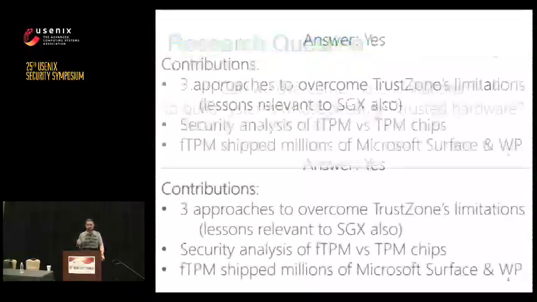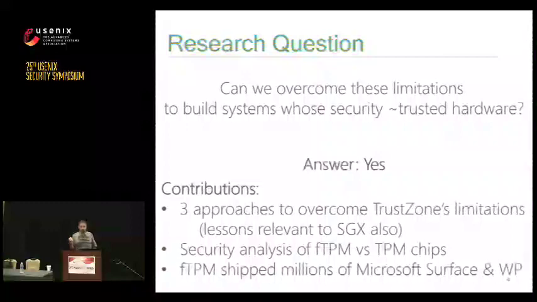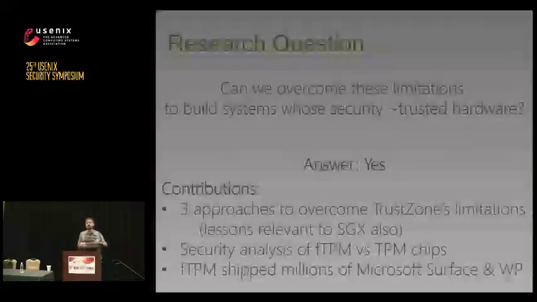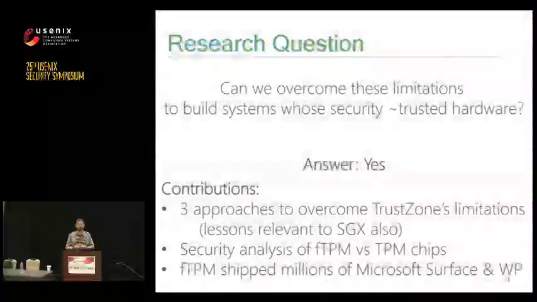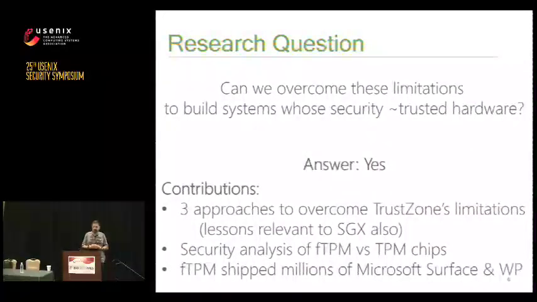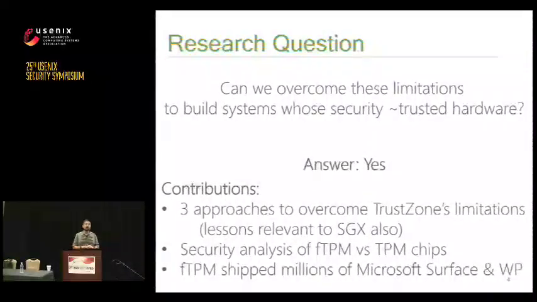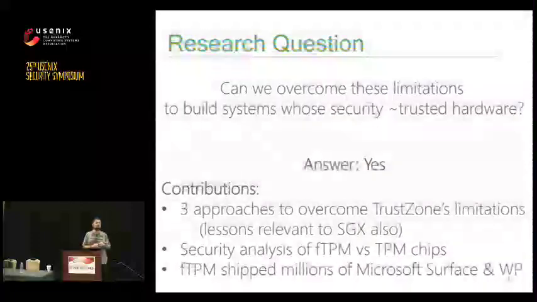Before I continue, I would also like to present what we think are the three main contributions of this work. First, we describe three approaches that we use to build chip software that is able to bypass the limitations of ARM TrustZone. We think these approaches are useful not just for the fTPM, but for anyone building production-quality software on commodity CPU features today, such as ARM TrustZone or Intel SGX. Second, we contrast the security of the fTPM to that of a TPM chip. And third, the fTPM is a successful trusted system deployed and running in practice in many Microsoft Surfaces and Windows phones. In fact, if you buy a Microsoft Surface today that runs on ARM, it contains the fTPM inside. And many of the Intel-based Microsoft Surfaces contain the fTPM, but not all of them.